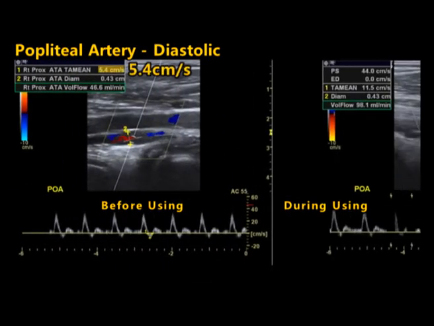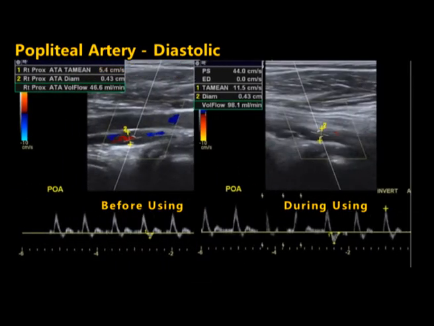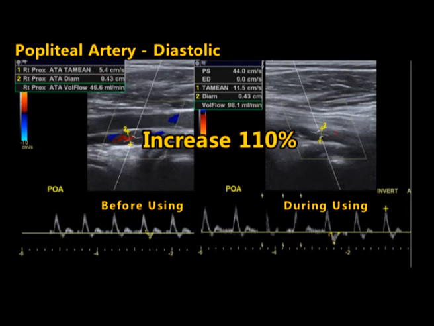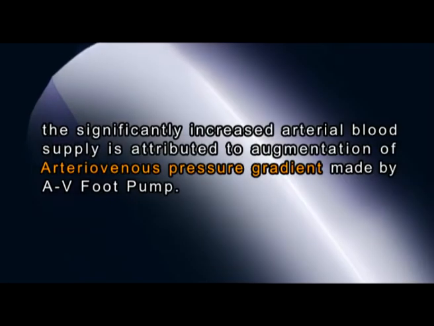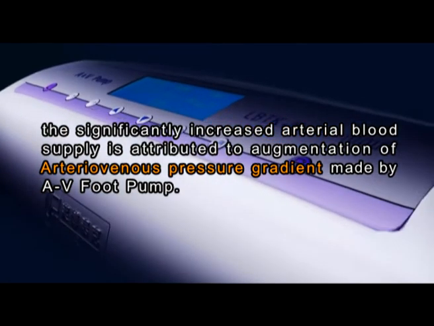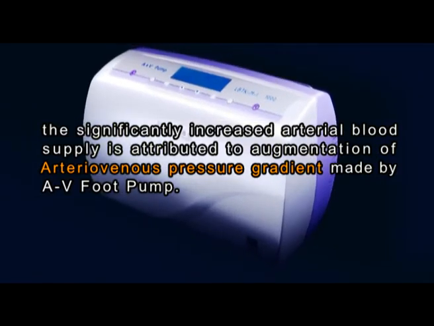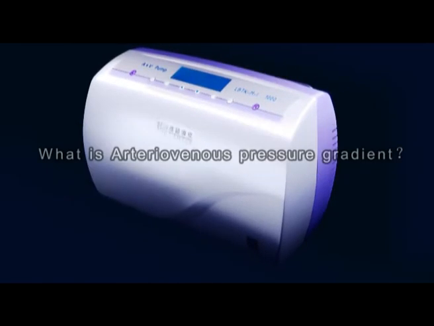Diastolic period, from 5.4 cm per second before use to 11.5 cm per second after use, an increase of 113%. Flow increases from 46.6 ml per second to 98.1 ml per second, an increase of 110%. Studies demonstrate that the significantly increased arterial blood supply is attributed to augmentation of arteriovenous pressure gradient made by the AV foot pump. What is arteriovenous pressure gradient?